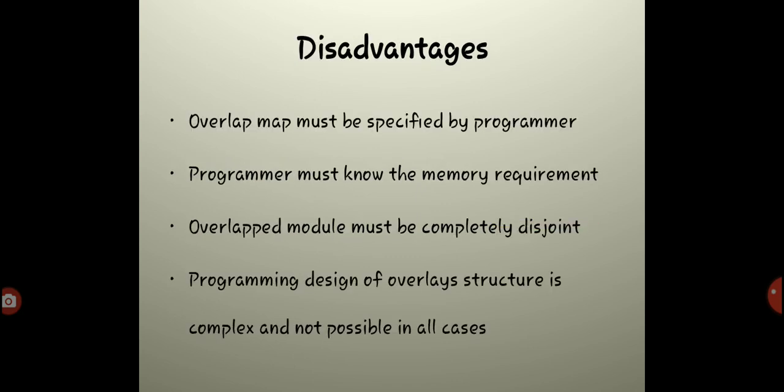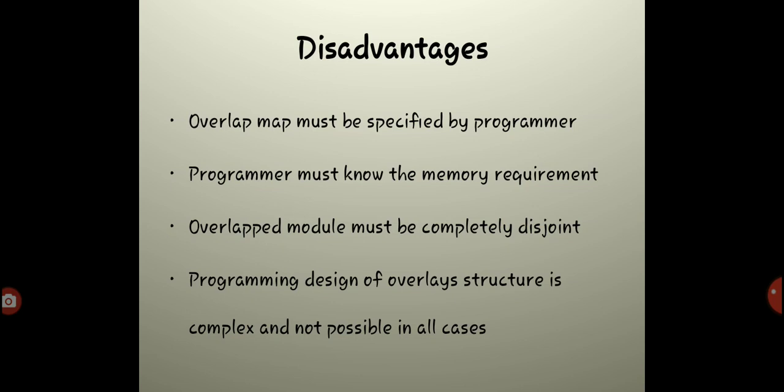And these are the disadvantages. Overlaps must be specified by the programmer. As I said, it's done by the programmer. That's a disadvantage. In that case, the user has to be very well versed about the OS things and the memory spaces, the partition size, everything he has to know. So that is one disadvantage. The programmer must know the memory requirement also. Then the overlay modules must be completely disjoint.